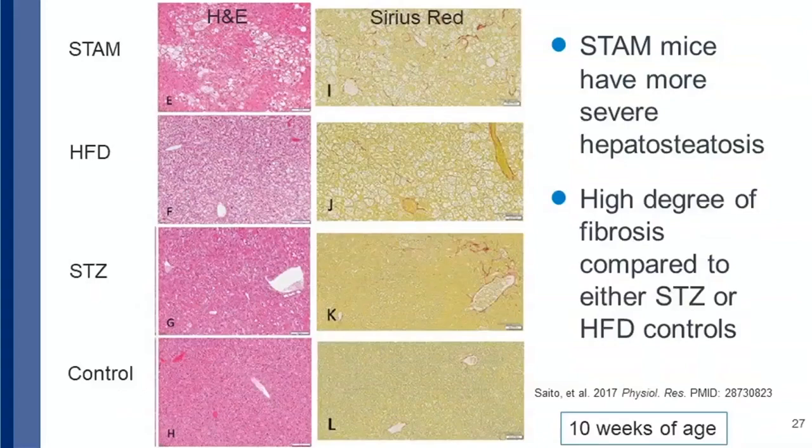Looking more closely at the livers of these mice, we can see the STAM model shows more severe hepatosteatosis and a higher degree of fibrosis when compared to either the STZ or high-fat diet controls, shown with the H&E and Sirius red staining here. These mice were on the diet for 10 weeks, and compared to some of the other dietary-only interventions, we can see that these mice develop fibrosis much faster than some of the other models we've discussed.